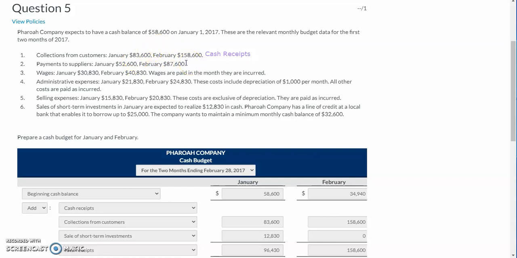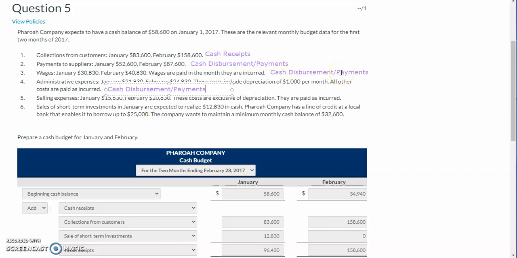Then we have our payments to suppliers. So anytime you see the word payment, that means that it's not going to be a cash receipt. That's going to be a cash disbursement, which means that your cash is going to be reduced. Kind of the same thing with our wages, right? These are going to be also payments, okay, that are going out to your employees. Then we have administrative expenses. Those are also things that we're going to be paying out.